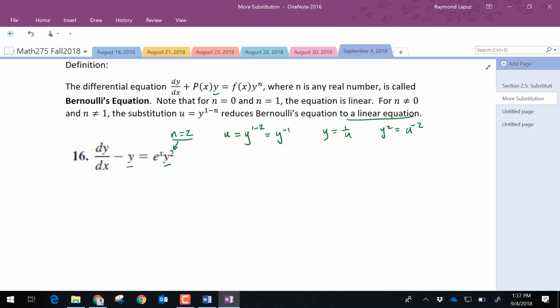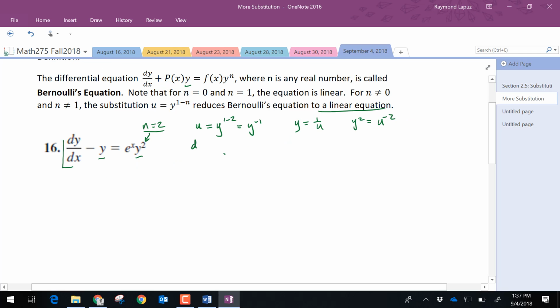Right? What else do I need in this differential equation to do the substitution? We need to find dy. Actually, we can do dy dx. So in this particular substitution, we're going to assume that x is an independent variable for both u and y. So we can just say du dx here. So this is our substitution.